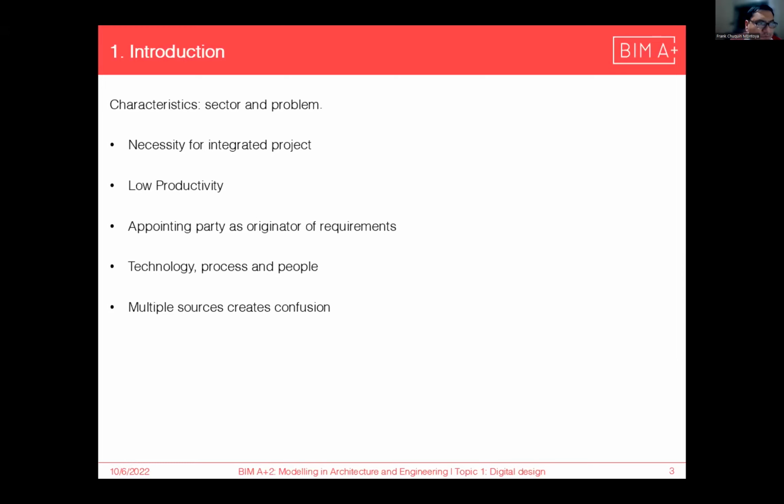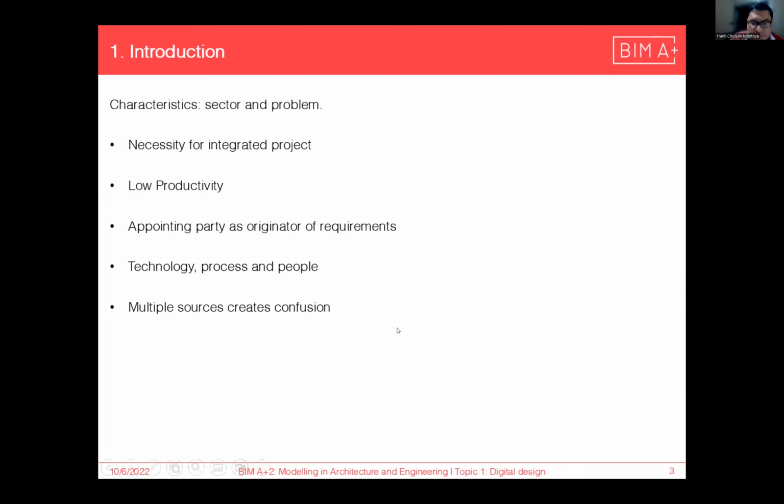Then, in the topic of information management, which is closely related to BIM, it is pointed out that the appointing party, the owner or the client, is the originator of the information requirements. Also, for implementing BIM, different dimensions need to be addressed, such as technology, people, and process. Nevertheless, the existence of multiple sources, such as standards, guidelines, books, and templates, creates confusion for an appointing party who wants to start its BIM journey.